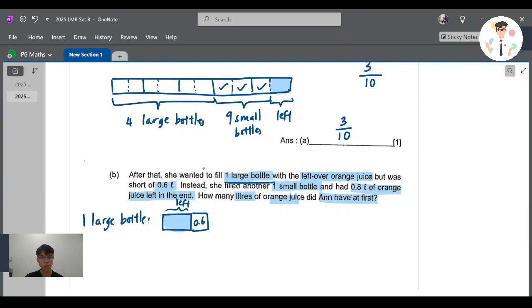Okay? Let's continue. So instead, she filled another 1 small bottle, means that this leftover, now let's fit in another 1 small bottle and have 0.8 liter of orange juice left in the end. Oh, means that if I fill this into a small one, here I still have actually 0.8 liter left. Means that this leftover is enough for 1 small one and has an extra 0.8. So this is basically the picture that you can kind of see and imagine here.